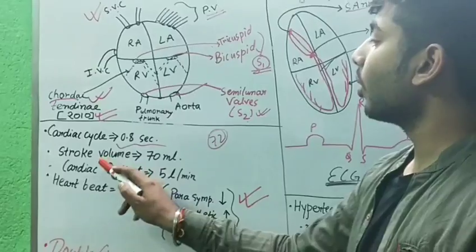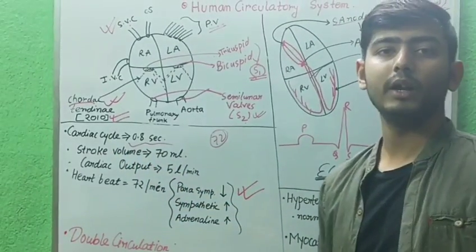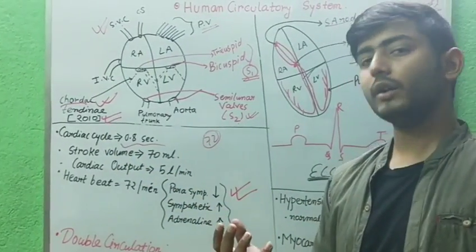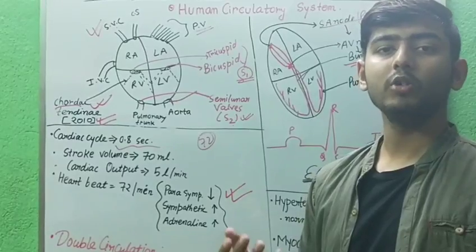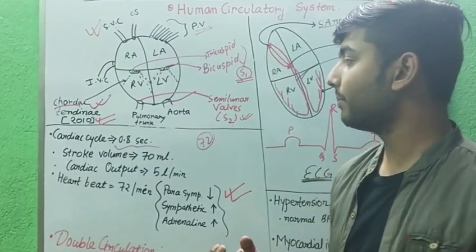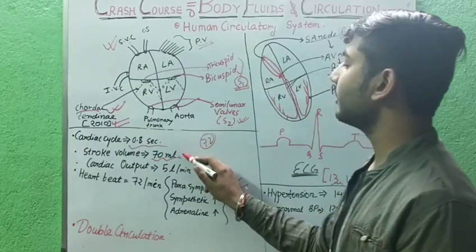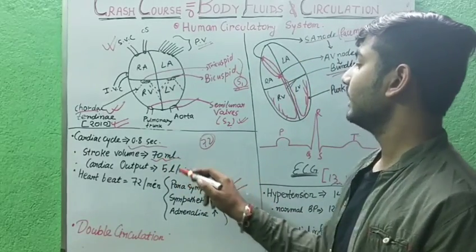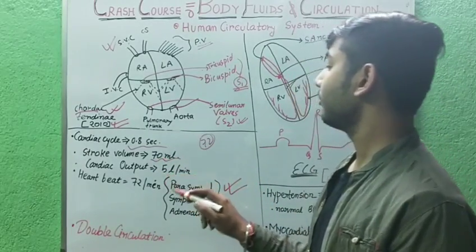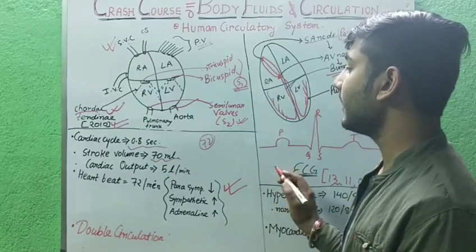Fine. Stroke volume is the amount of blood pushed out by each ventricle per beat when the heart contracts one time. That is 70 ml. So 70 ml cross 60 will give us 5 liter per minute cardiac output.